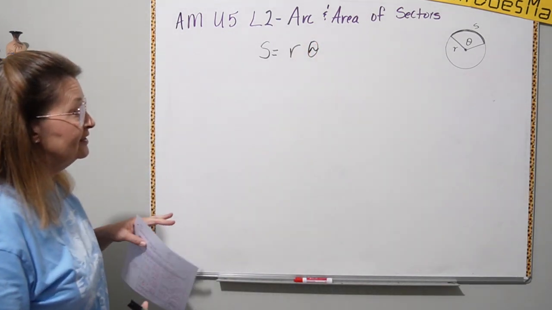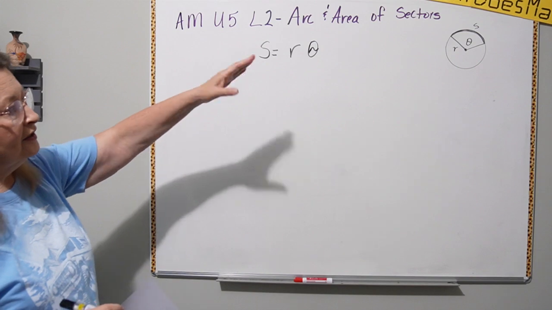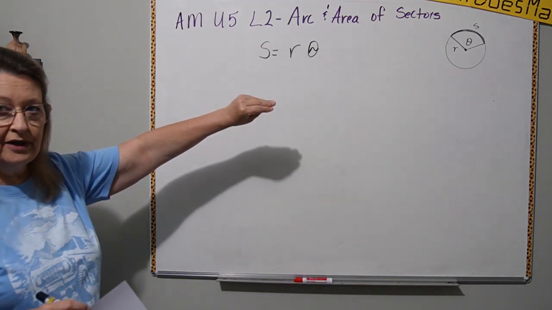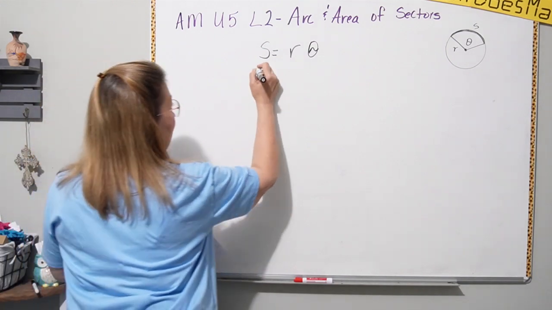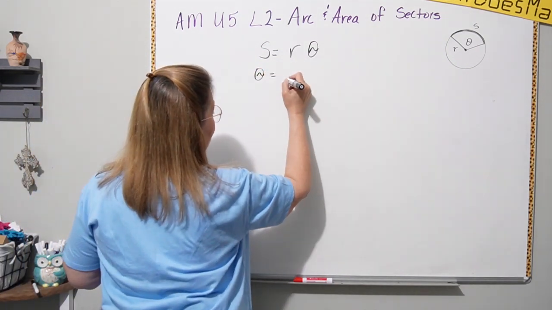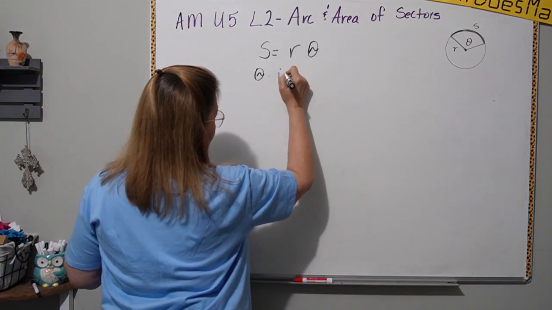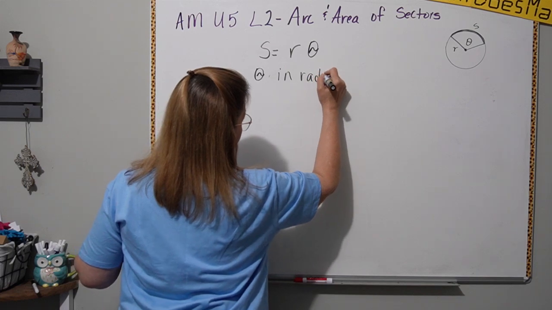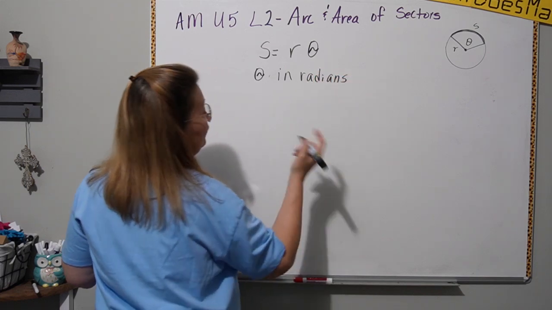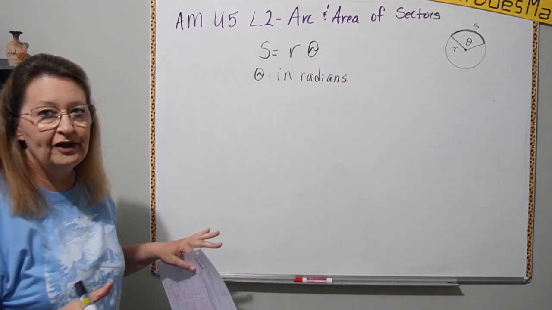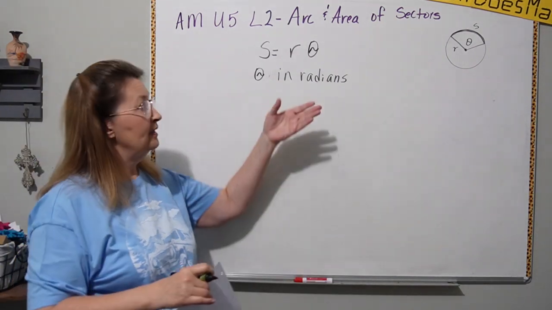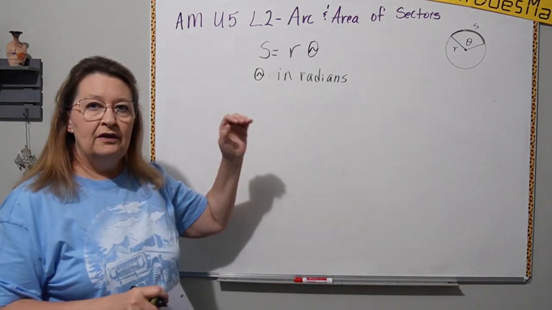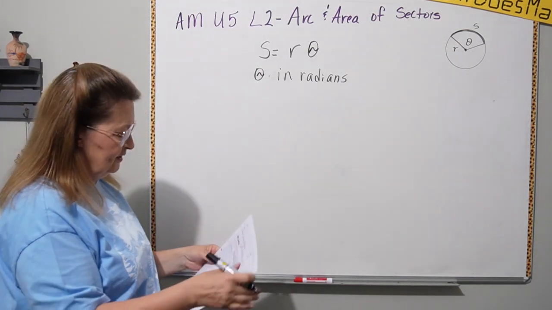So R is your radius. You can multiply R times theta, which is your angle, and get S. The only catch is that theta must be in radians. So if it's given to you as 120 degrees, the first thing you're going to have to do is use the formula that we used in section 1 to change that to radians.